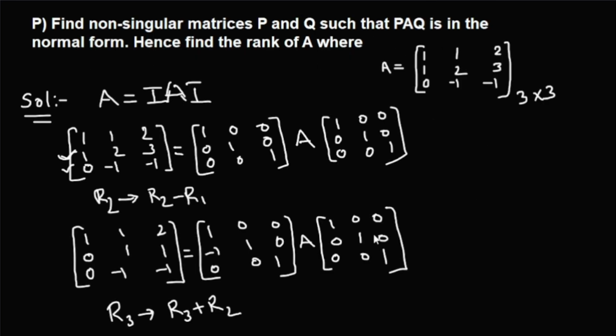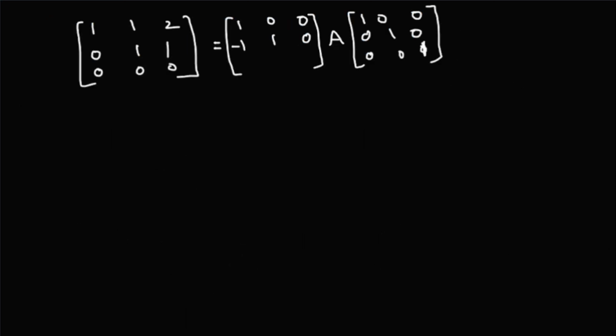So what is R2 and R3 here? R2 is this, minus 1 plus 0, minus 1, 1, 1. So it is minus 1, 1, 1. Okay. Now one row is already 0. So the rank cannot be 3, it should be less than 3. That means either it is 1 or 2.